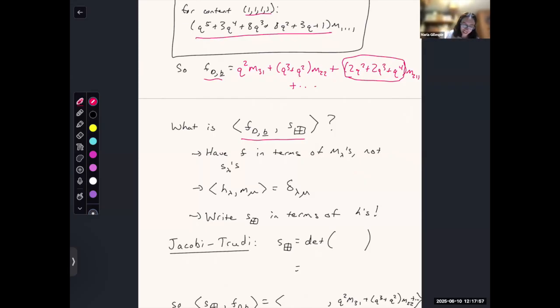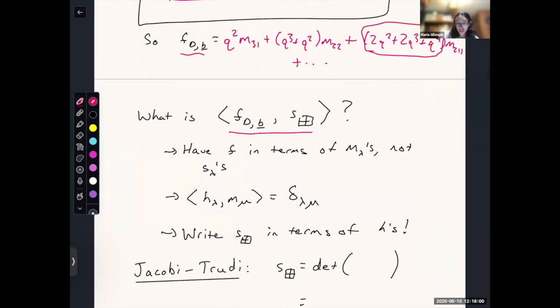Yeah, so right, we're trying to find an inner product with the Schur function, and the problem is we want it expressed in terms of Schurs, and we don't have it expressed in terms of Schurs, but that's too hard. So instead of expressing it in terms of Schurs, let's expand the Schur functions in terms of something that we know how to take an inner product with monomials with, which is the h's, right?